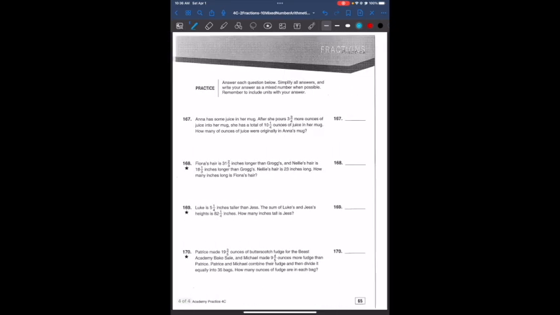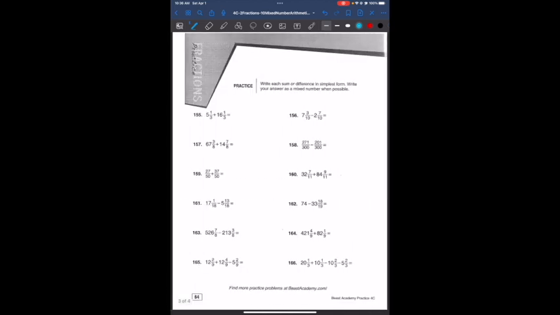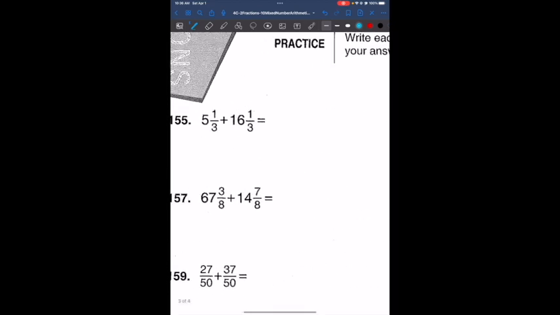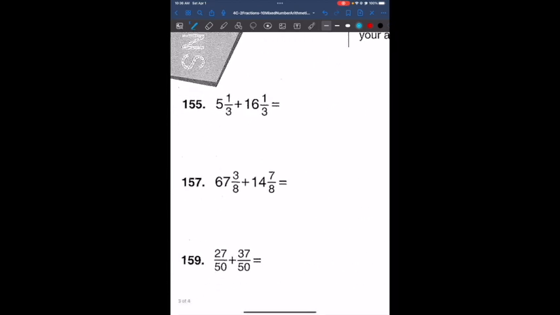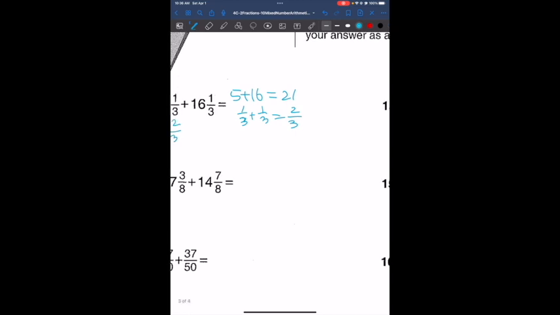So now we just have a bunch more practice problems, so we're going to solve them using our preferred method. For this method, I am going to do whole number plus fraction. So I'm going to do 5 plus 16 equals 21. 1/3 plus 1/3 equals 2/3. So the sum is going to be 21 and 2/3.